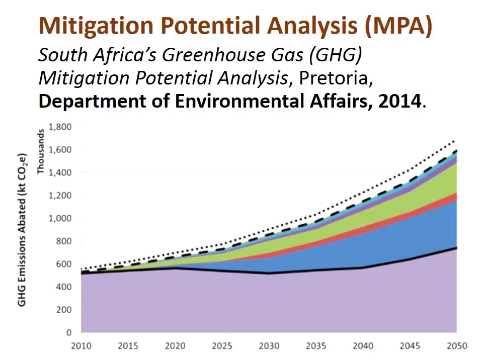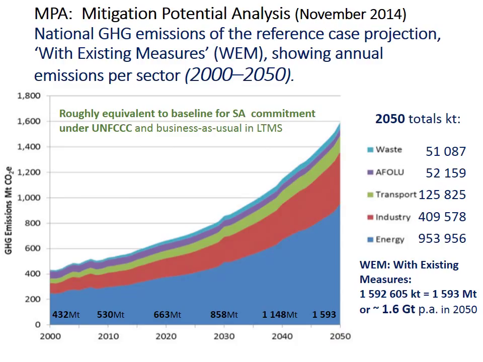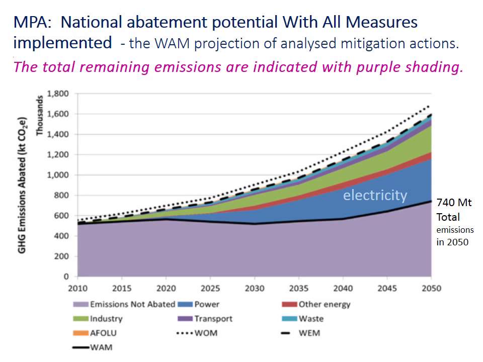The extent of mitigation or abatement actions identified for analysis is shown here as avoided emissions from a baseline or reference case. The baseline reference case is shown here with sectoral allocation. Projected emissions, only very slightly lower than in the LTMS projection, assume strong growth in industrial emissions, the deep red area in the graph. Emissions that remain, assuming implementation of all mitigation opportunities identified for analysis in the MPA, appear at the bottom of this graph, rising to a total of 740 megatons per annum in 2050.